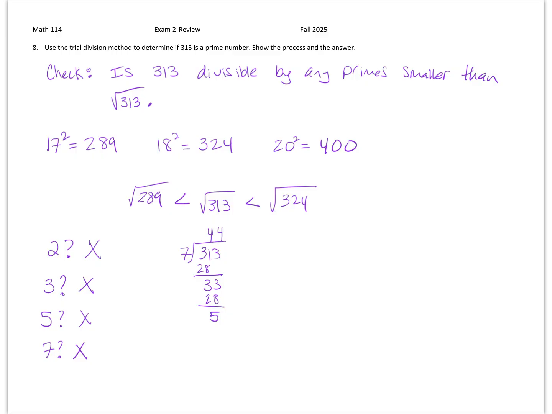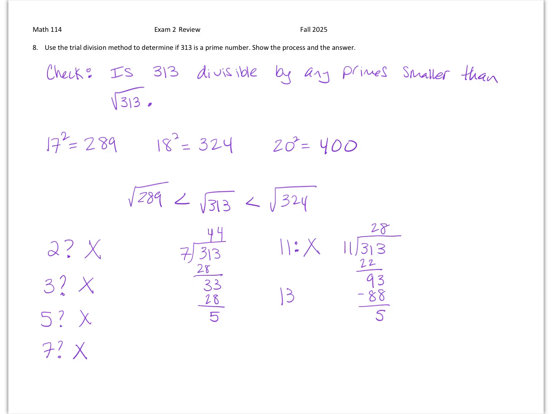All right, next prime is 11. And this one also doesn't have an easy division test, so I'm going to have to do long division. 11 into 313. 11 goes into 31 twice. And when we subtract, we get 9. Bring down the 3. 11 goes into 93 8 times. And when we subtract, we get 5. So that is a remainder of 5. So 11 does not divide 313.